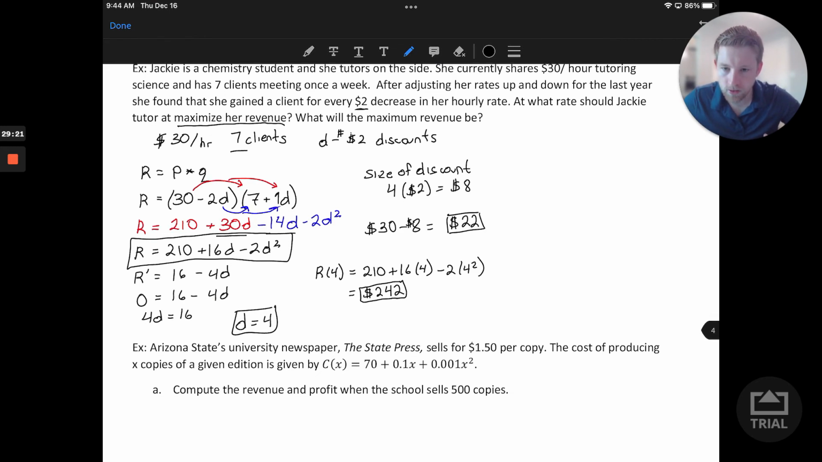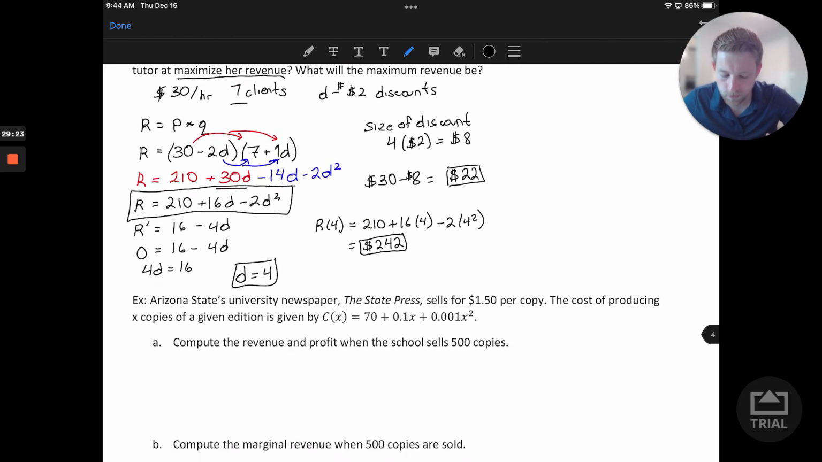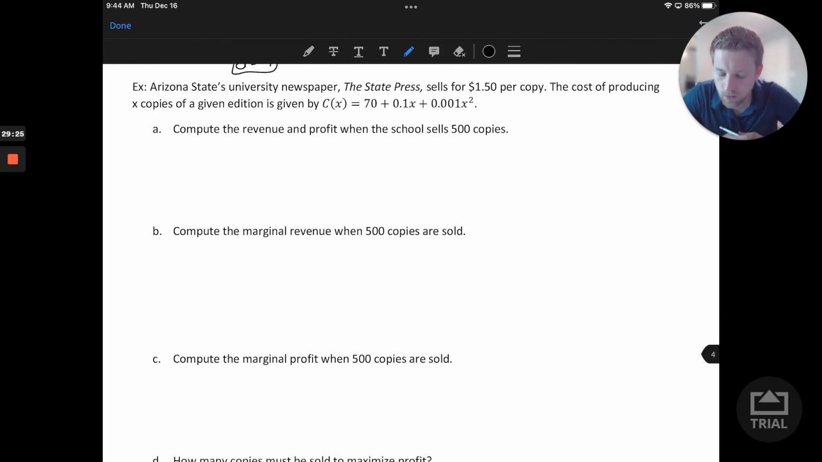Let's go ahead and take a look at one more example together for this section. This says that the Arizona State University newspaper, the State Press, sells for $1.50 per copy. The cost of producing X copies of a given edition is given by C of X equal to 70 plus 0.1x plus 0.001 x squared.